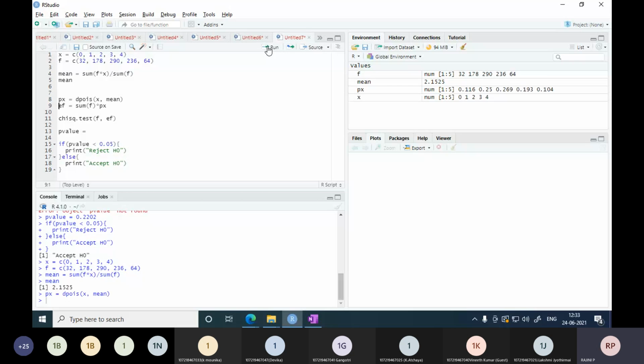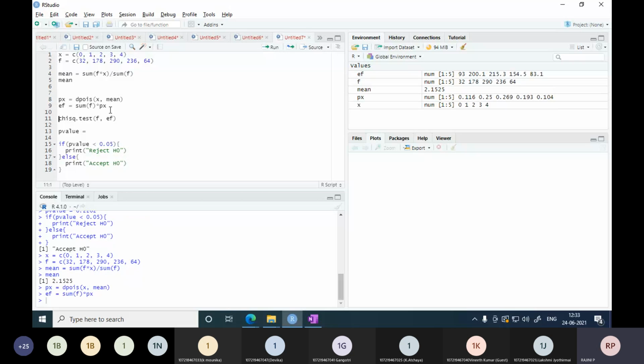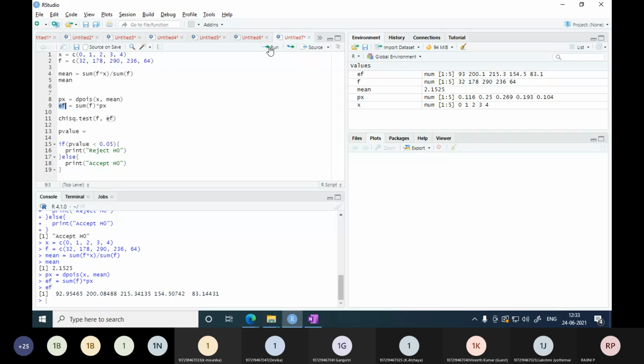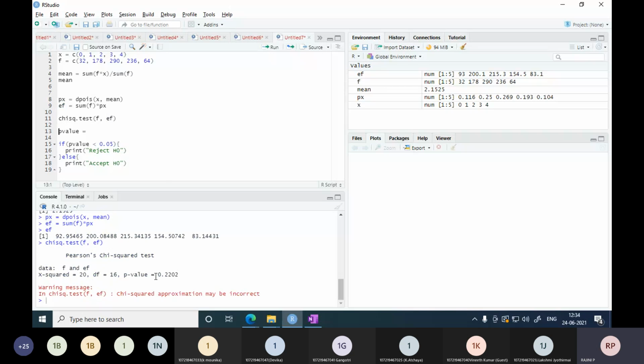So what are the expected frequencies we got? These are the expected frequencies. Now go for the chi-square test. The p value is the same thing we got. Why did you get the same value? Because if the number of trials is large, then the binomial distribution tends to the Poisson distribution. Do you remember?